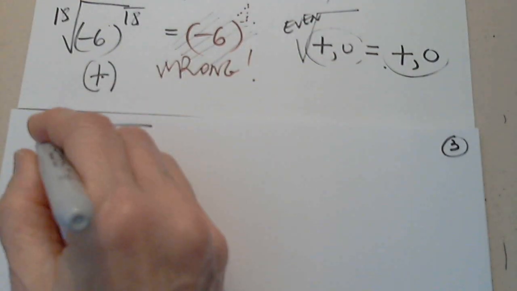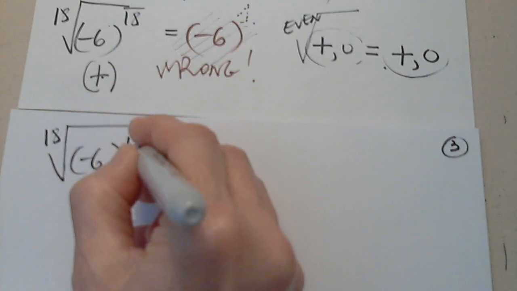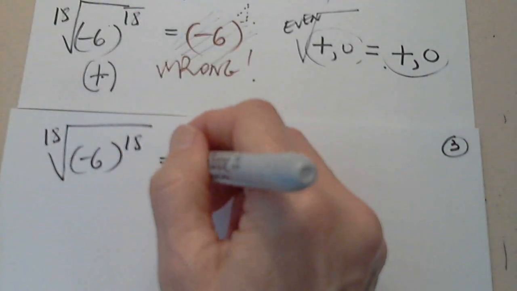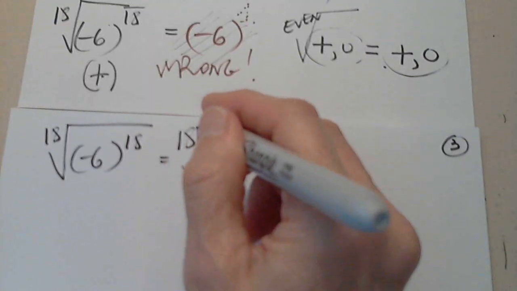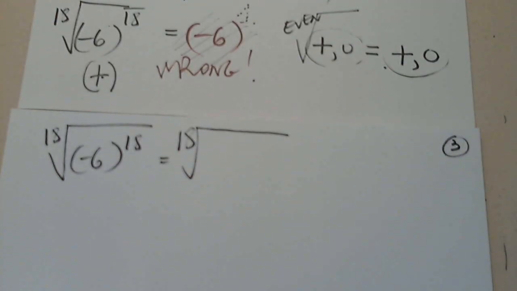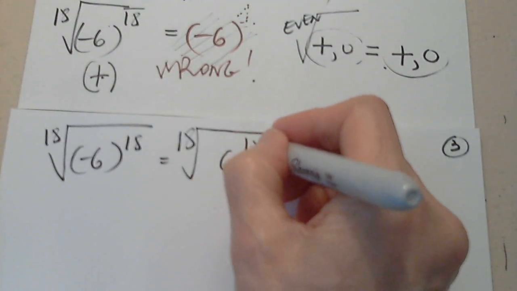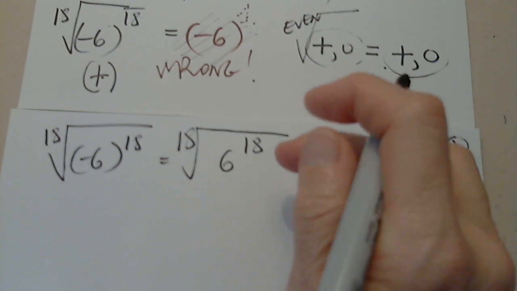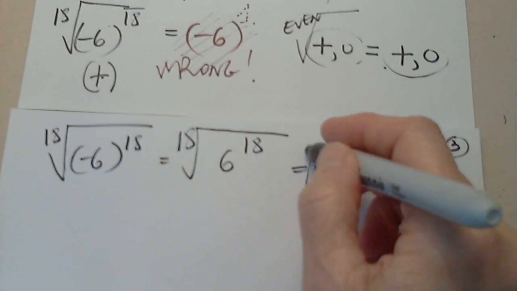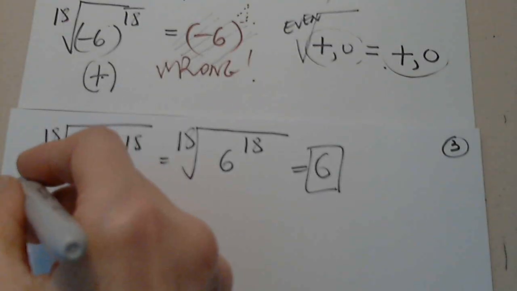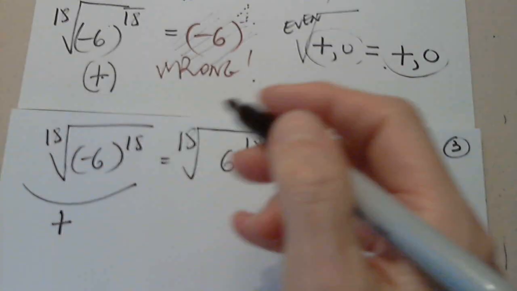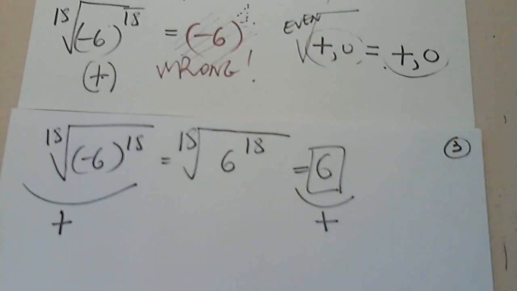First of all, I'll say the following. I will simplify inside. It's very easy to simplify inside because when I raise a negative number to an even number, I get a positive. And now I can copy 6. 18 over 18 is 1, and this is good. It's an 18th root. This must be positive. 6 is indeed positive, and this is correct. So the key is to simplify inside.